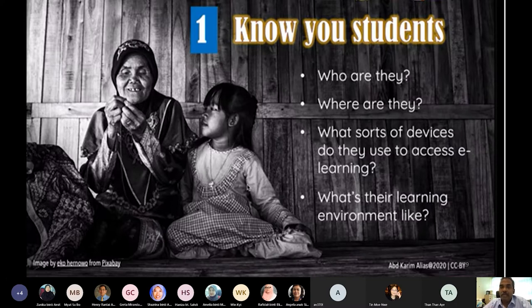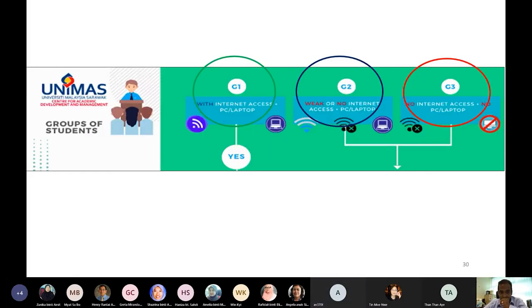So their home can be a very rural place. So keep that in mind when we actually do our online learning. Knowing these facts, UNIMAS have actually grouped students into 3 different categories, G1, G2, and G3.